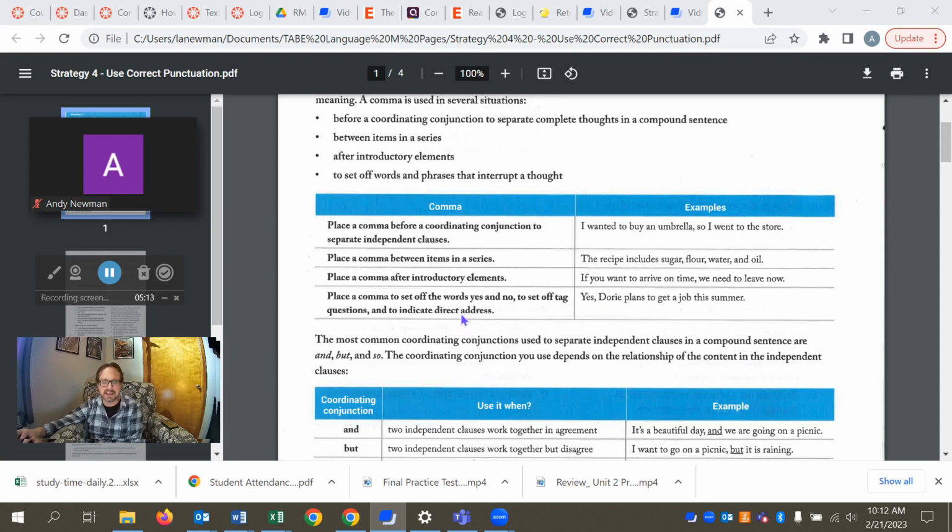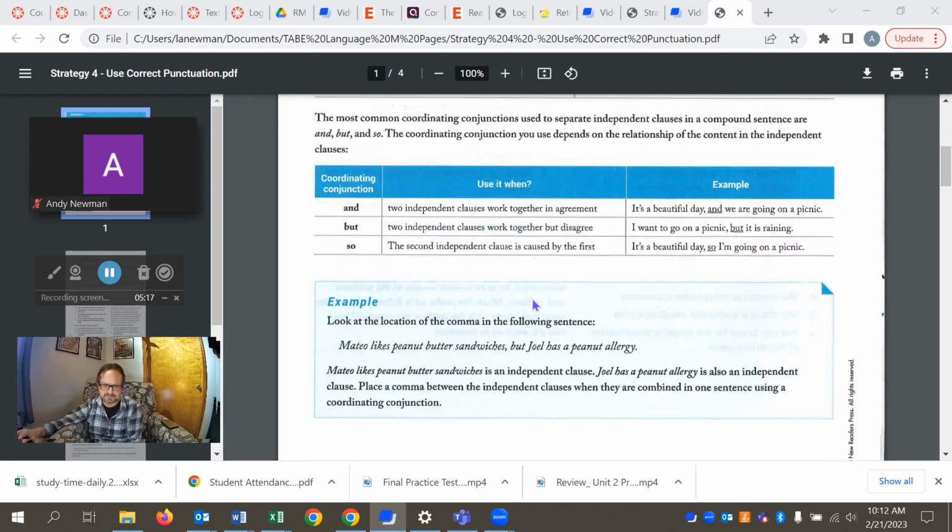Also, we use it to tag quotations, which we'll see here in a minute on the second page. And here in the chart, we have 3 of the 7 fanboys, the 3 most common of the coordinated conjunctions. These are used to combine independent clauses in these examples, but they have a little bit different meaning. If the 2 independent clauses work together in agreement, so it's kind of like added information, we use and.